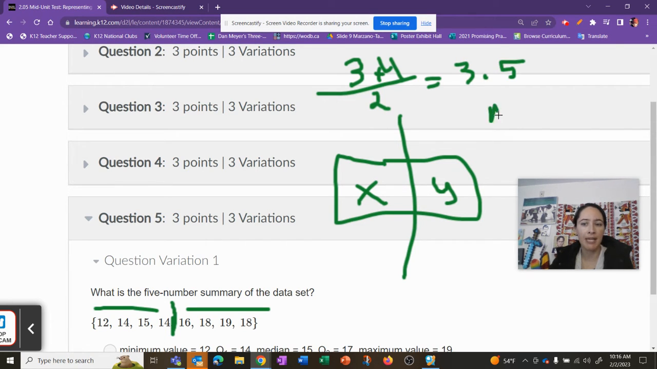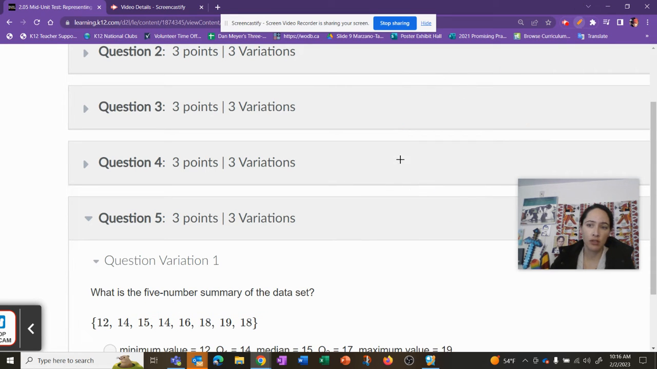That is your median or your Q3. The median would be 3.5. So you have to check it for this one. Now, you do that same thing again for Q1 and Q2.